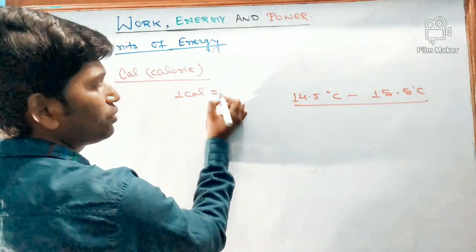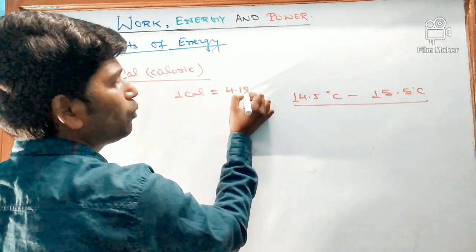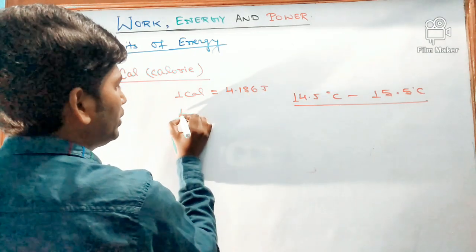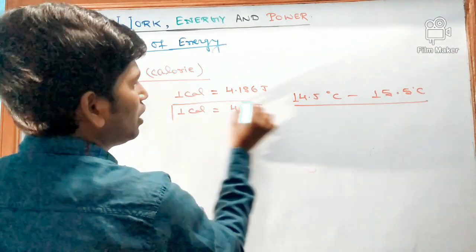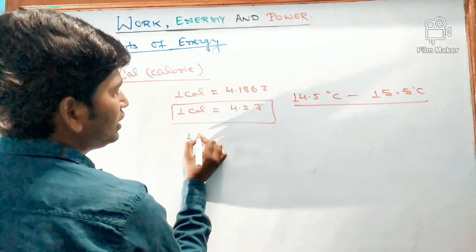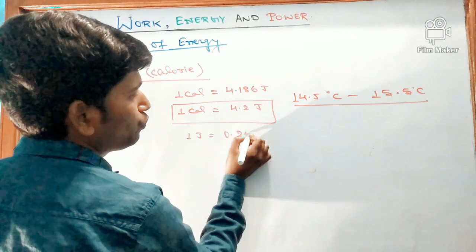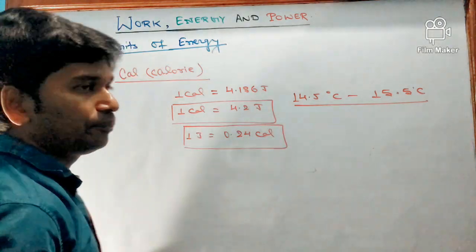This calorie is also related to joule. 1 calorie is equal to 4.186 joule, or we can write 1 calorie is equal to 4.2 joule. The other relation we can write is 1 joule is equal to 0.24 calorie. So this is the unit calorie.